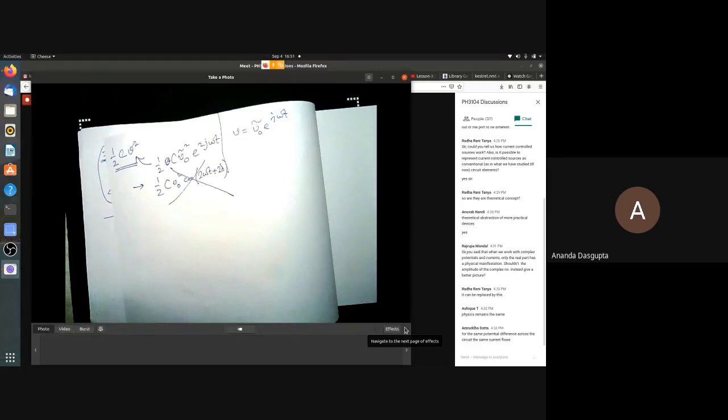Okay. Now what do you do in such cases? You can do one of two things. You can either always remember that whenever you're calculating things like energy stored in the capacitor or power dissipated in the resistance and stuff like that, always remember first to take the real part, then calculate the power or the energy or whatever you want. That's one way of doing it.